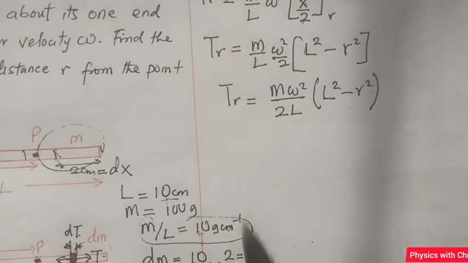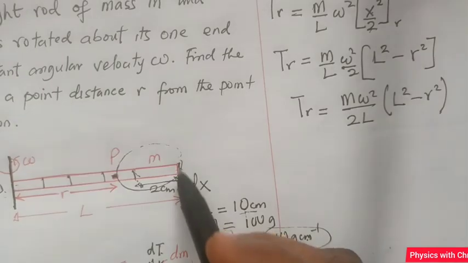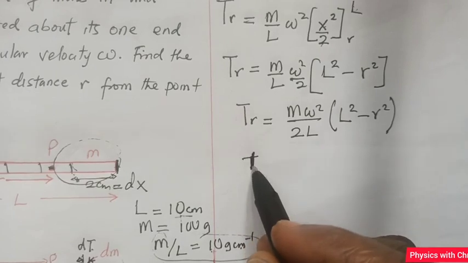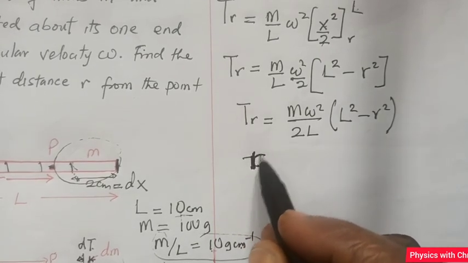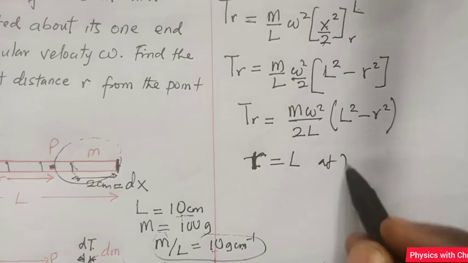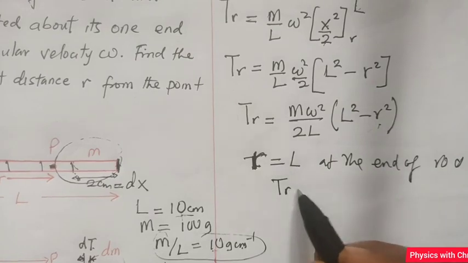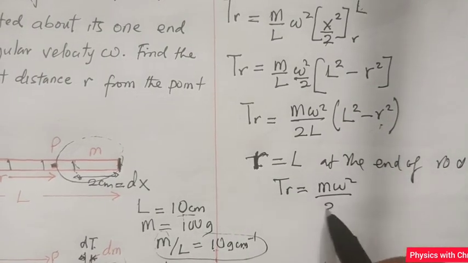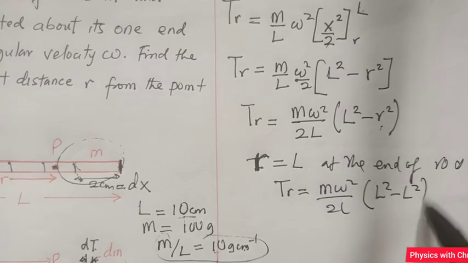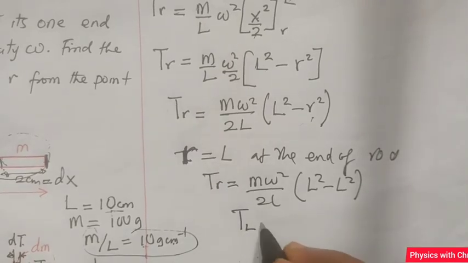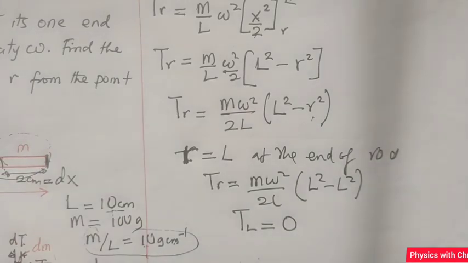Now you can come to see that at the end of the strip, let's see the tension there. At that point now, my distance R is equal to L at the end of the rod. So if I put that here, making my substitution, I have m omega squared over 2L times L squared minus L squared. That is replacing R with L. So the tension there is equal to 0. So at the end, there's no tension, because there's no other mass beyond this end of the strip.